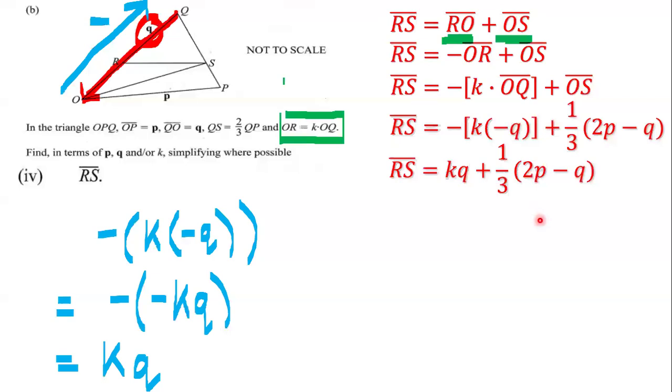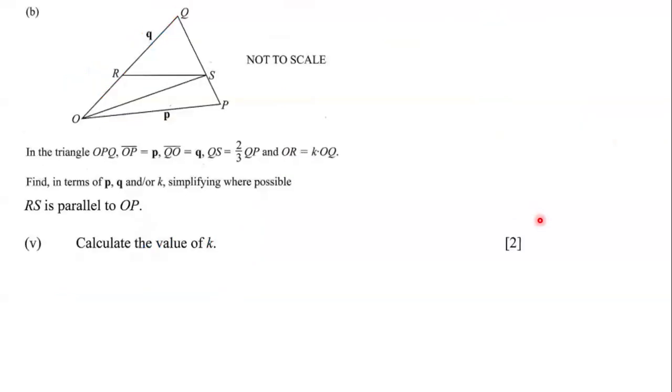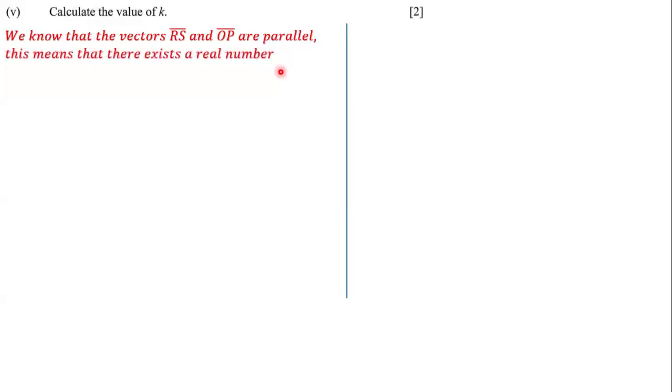All right, so moving right along, we have this next part. It says calculate the value of K. Well, what's the hint? They tell us that RS is parallel to OP. And so with that understanding, they want us to figure out the value of K. Now, we know that the vectors RS and OP are parallel. What does that mean? If two vectors are parallel, they are scalar multiples of each other.